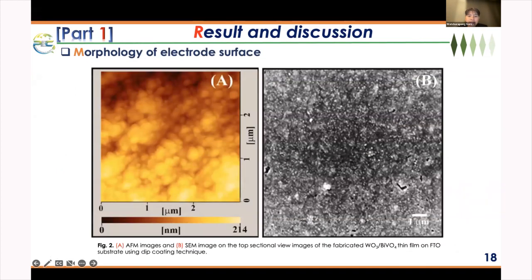And next, this slide shows the top view morphology of the tungsten oxide bismuth vanadate thin film analyzed by AFM and SEM techniques, with a small particle size of 100 to 200 nanometers. And you can see high surface roughness on the substrate.